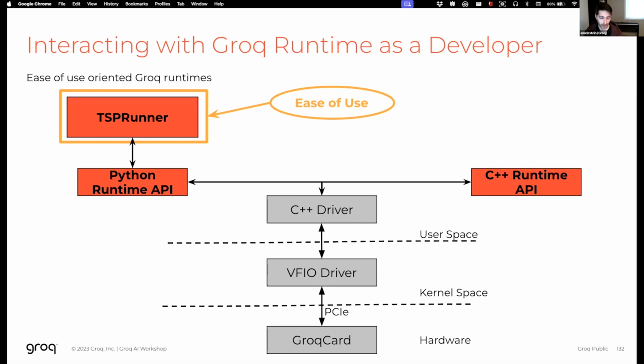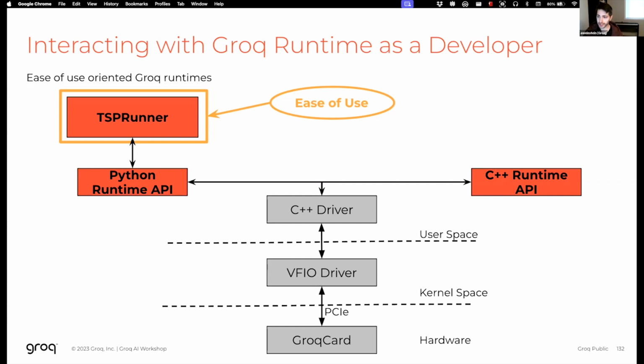And it really abstracts away a lot of the lower level hardware details, allowing you to just have your model, compile it in the Groq compiler, and get it running on Groq hardware pretty quickly. For example, GroqFlow uses the TSB runner runtime under the hood, so that when you compile a model in GroqFlow, you're running it using this TSB runner runtime, which is very easy to use. We are sacrificing a bit of performance for ease of use with this.